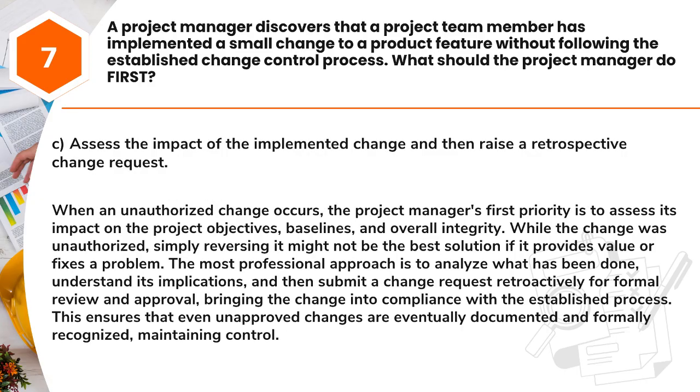Answer: C. Assess the impact of the implemented change and then raise a retrospective change request. When an unauthorized change occurs, the project manager's first priority is to assess its impact on the project objectives, baselines, and overall integrity. While the change was unauthorized, simply reversing it might not be the best solution if it provides value or fixes a problem.